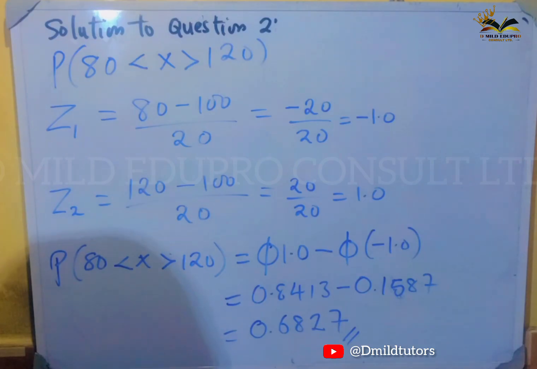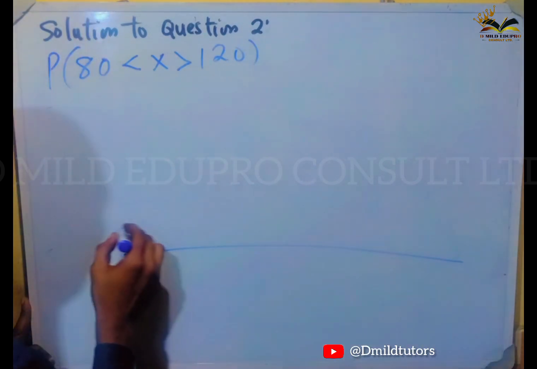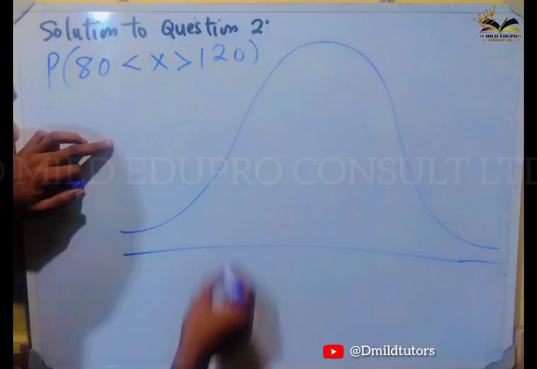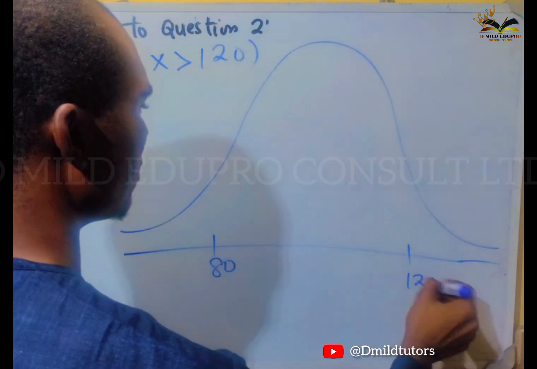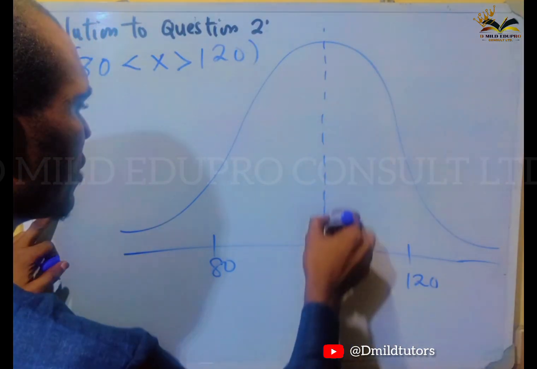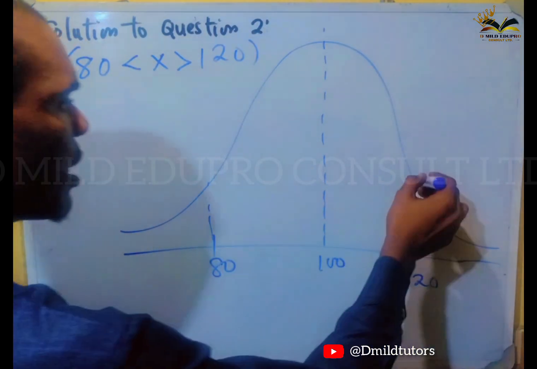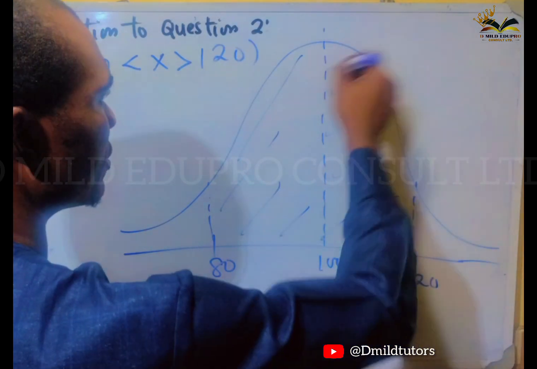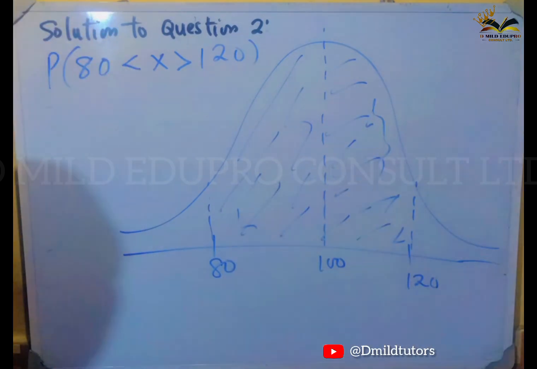Okay, so the next thing we're going to do is plot the normal curve. The normal curve, like we did on the first one, is going to be the same thing like this. Then you can label here 80, and then label here 120. The center can take 100. So what that means is that you see this point and this point, so we're going to shade all this portion. So this shows the normal curve. Is that okay? So please take note.